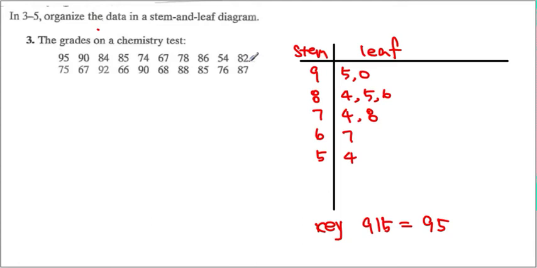54, 82, and then 75, and 67, one more time, double that up, 92, and 66, and 90 once again, and 68, and 88, and 85 once again, 76, and 87. So basically that's what we can do.